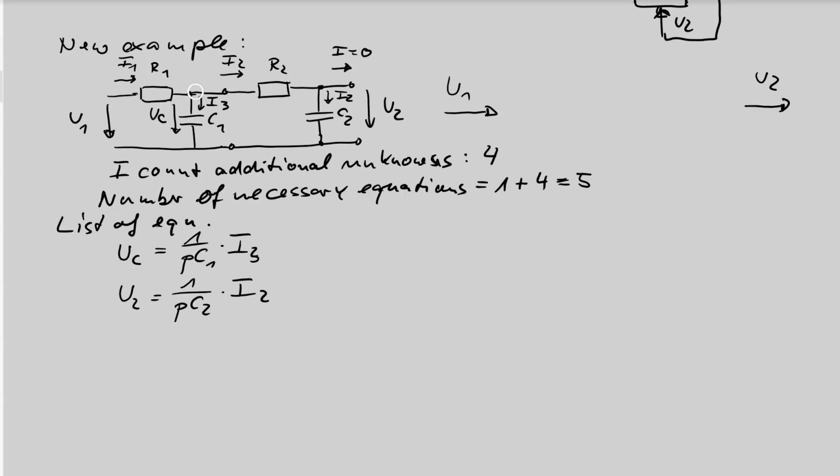Then we have a node rule here. You can say, okay, I3 is flowing out, it is I1 flowing in minus I2. Node rule at this node here. And then we need 2 equations more.